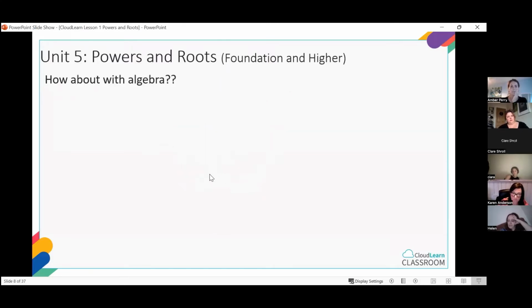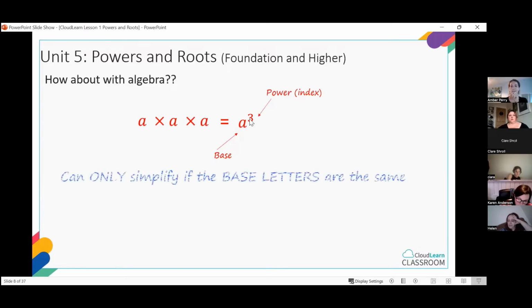All right. So let's have a think about some algebra. How do we use powers in algebra? For example, we have a times a times a. And it works in exactly the same way. We would just say now that this is a to the power of 3, where a is the base number and 3 is the power. And in the same way as with numbers, we can only simplify this if the base letters are the same.